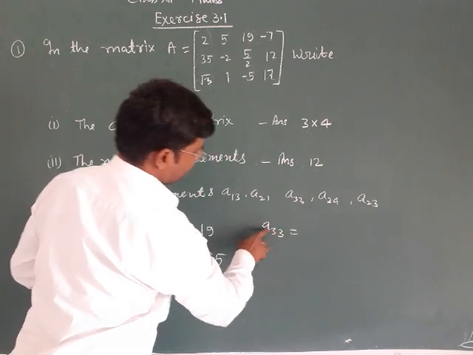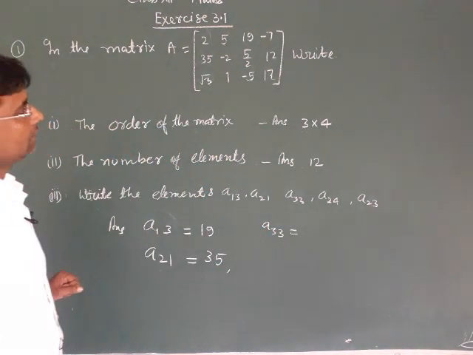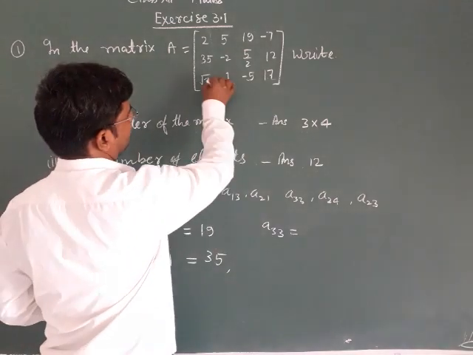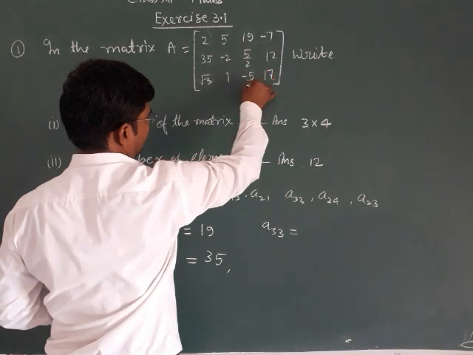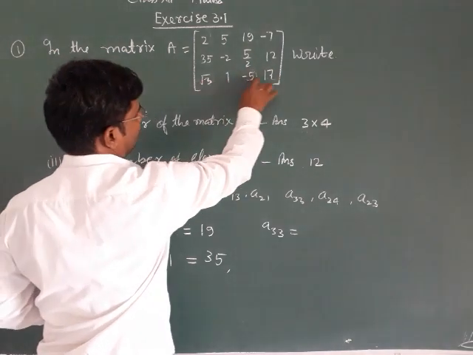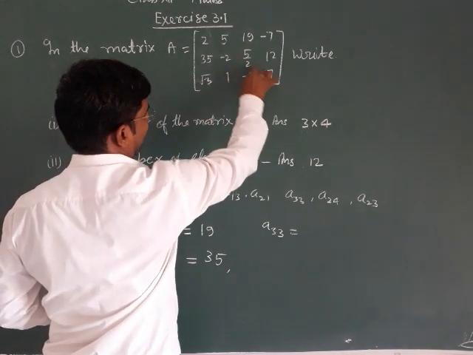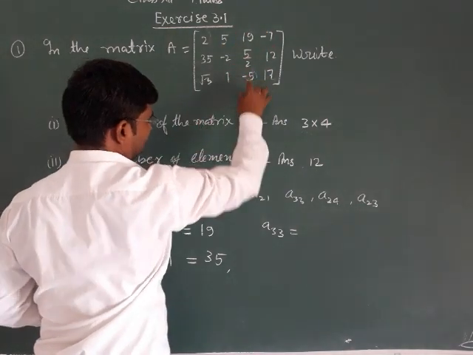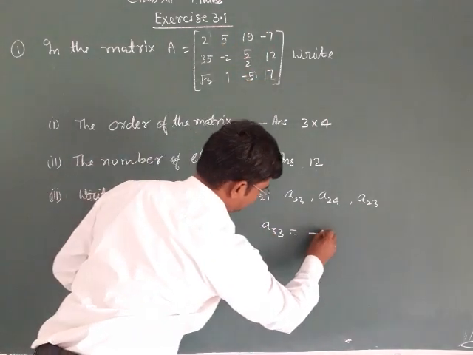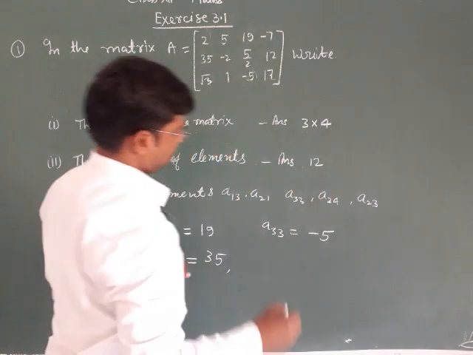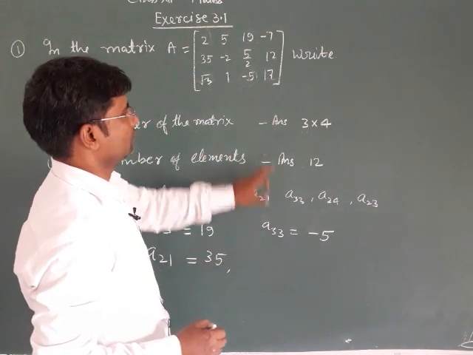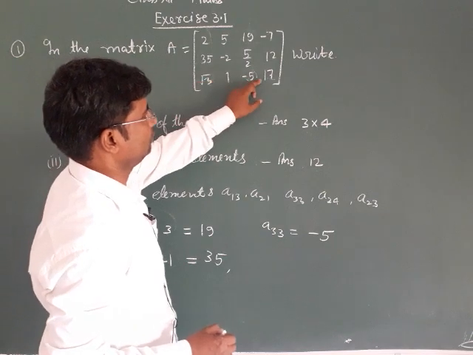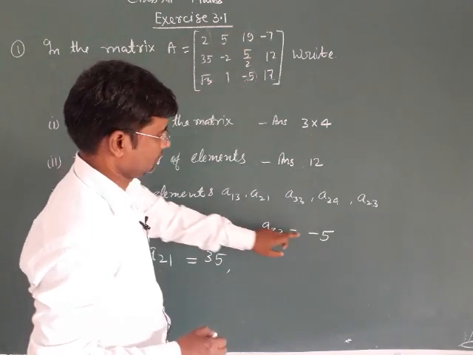A33 is the element at the third row and third column. This is the position of this element, and it is -5.